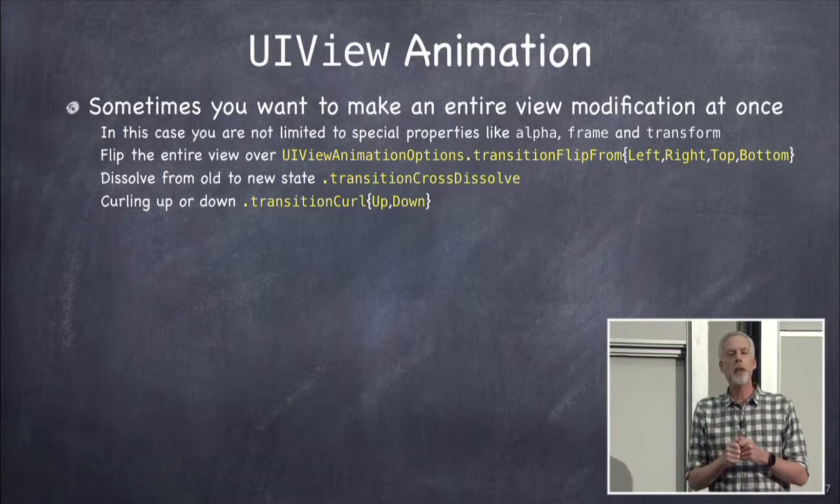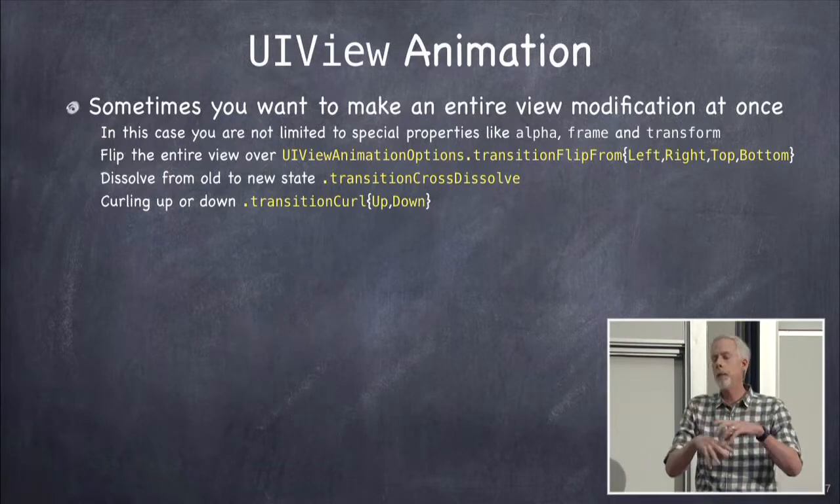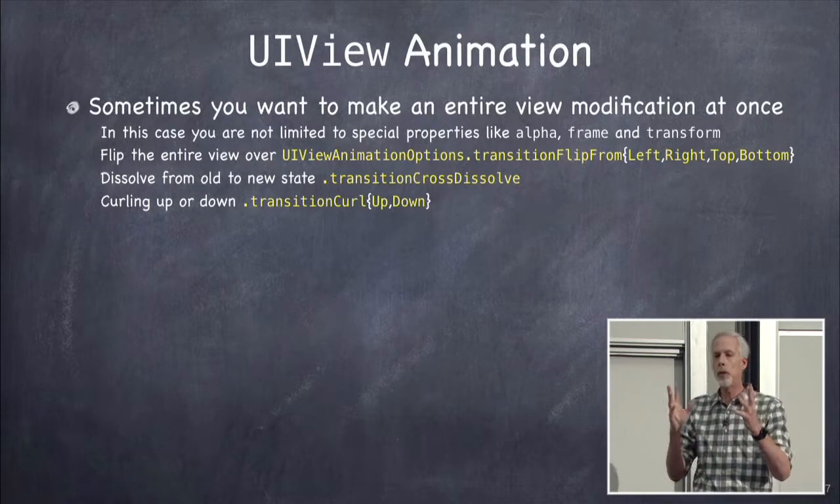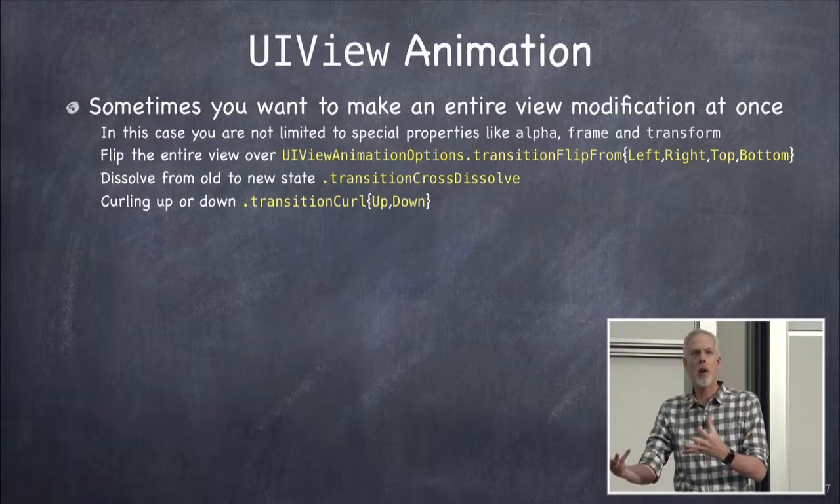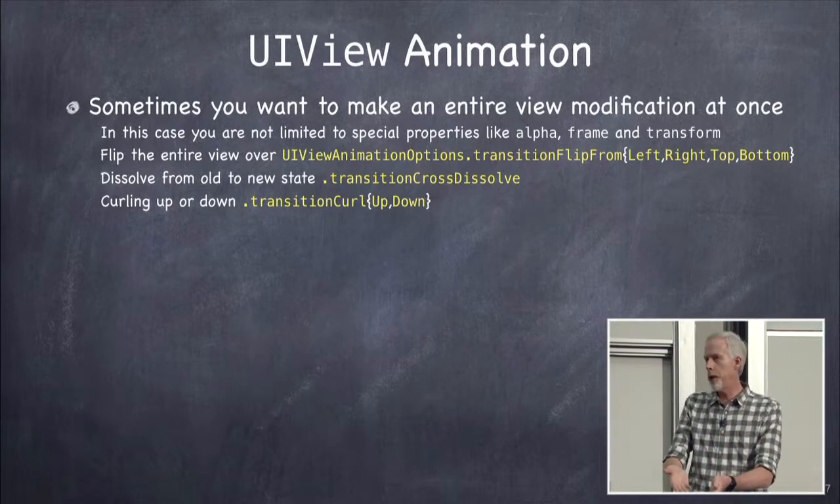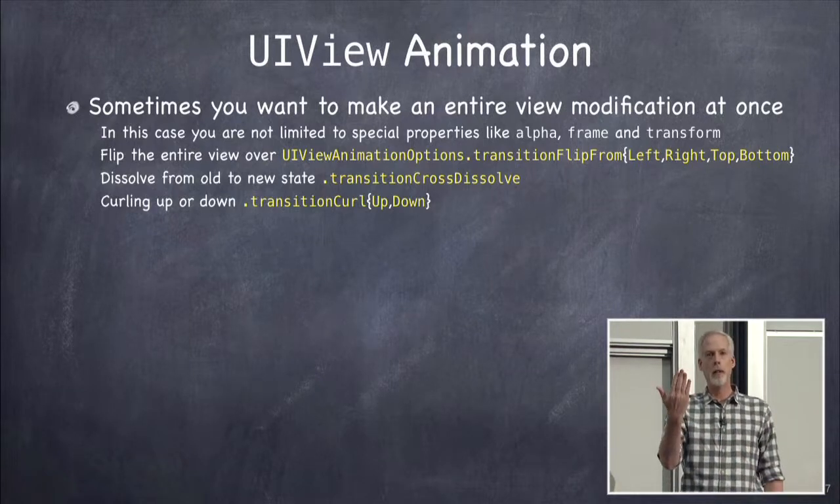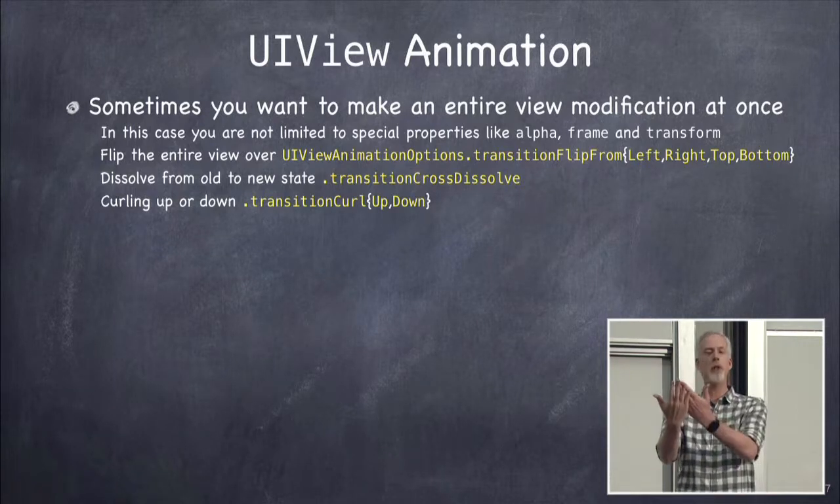So there's another thing you can do with UIView animation. What if I have a view and I'm going to change a whole bunch of things about it, not just those special vars? I'm going to redraw it in a different way, and I want to animate that whole change on screen. There's a number of ways you can animate it. One, you can animate it by flipping over, kind of like a playing card would flip over from the old view, make all your changes, flips over, shows the new one.